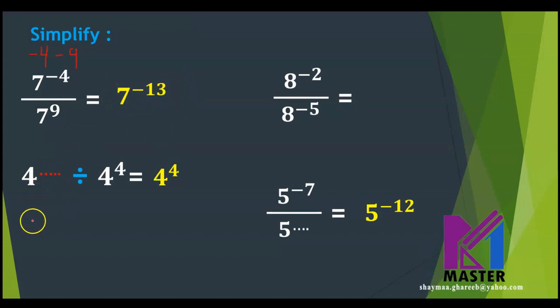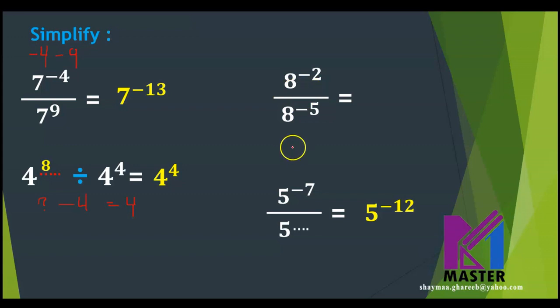Now let's look at the second example here. 4 to the power of what divided by 4 to the power of 4 equals 4 to the power of 4. What do you think? What number minus 4 gives 4? A missing number minus 4 gives 4. Of course, it's number 8. 8 minus 4 gives 4. Then the missing power here will be 8.